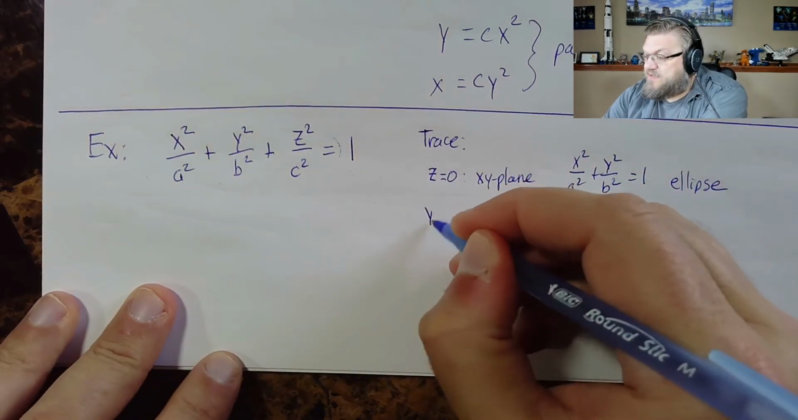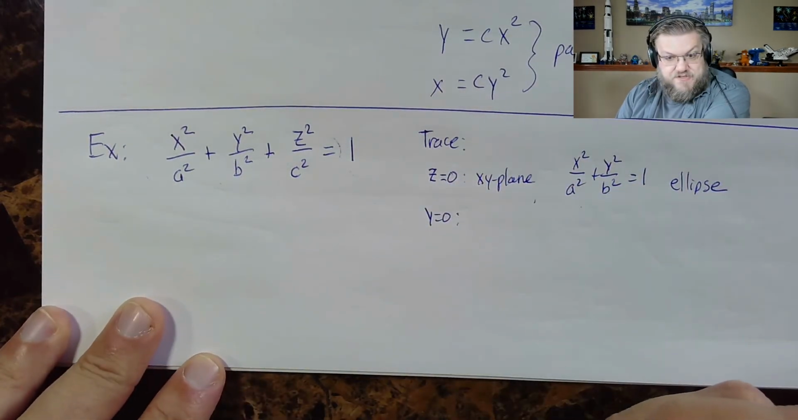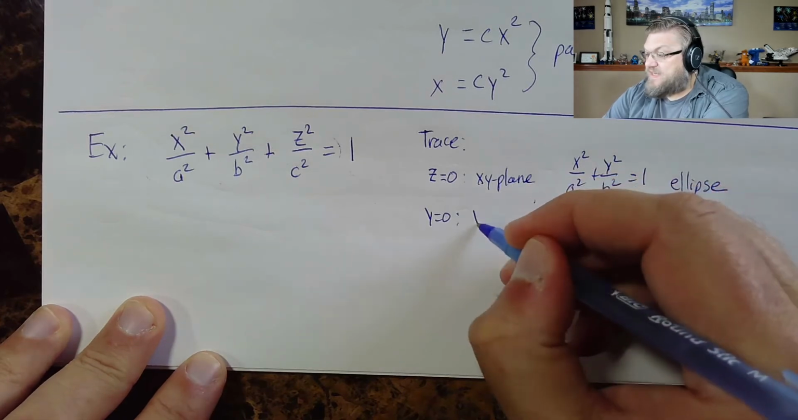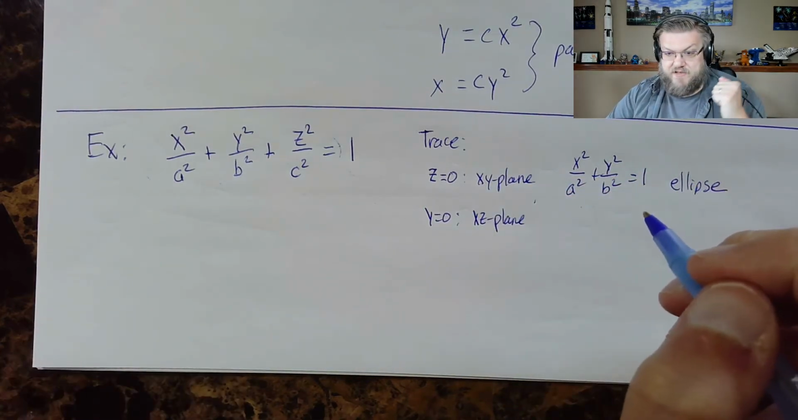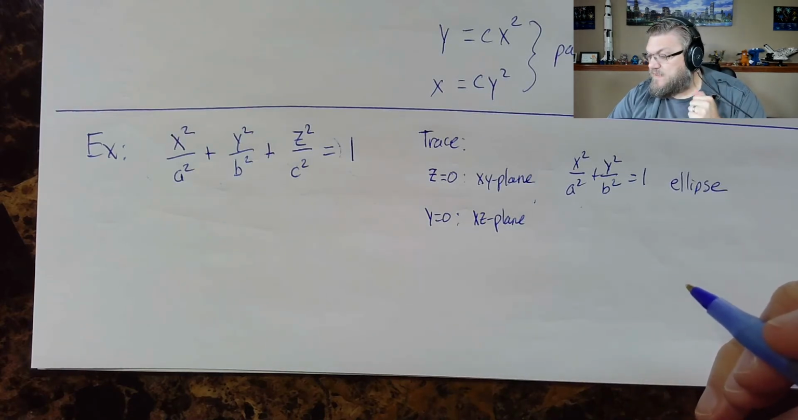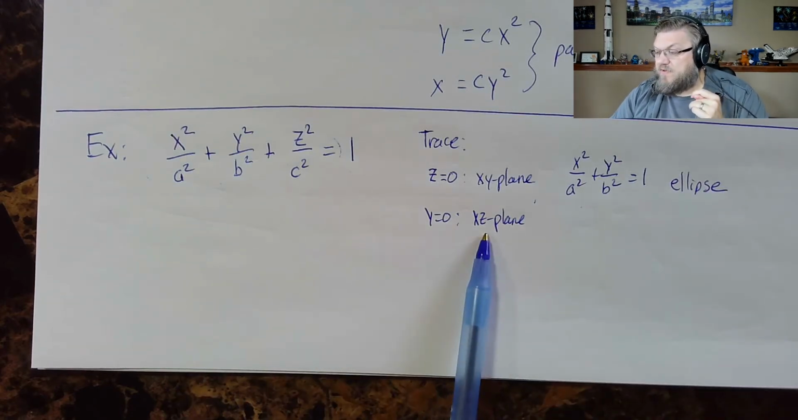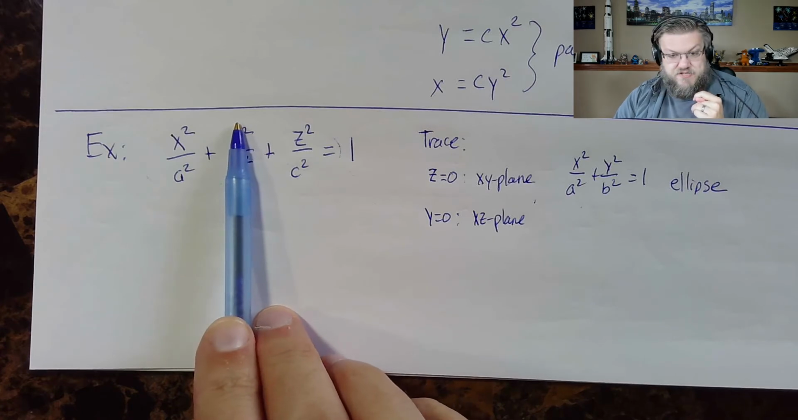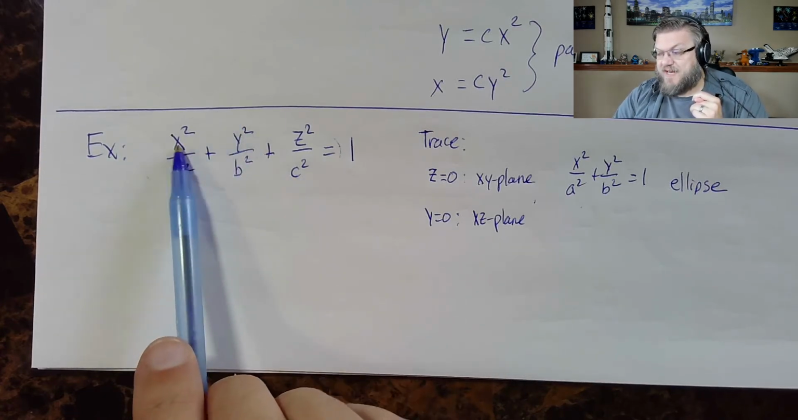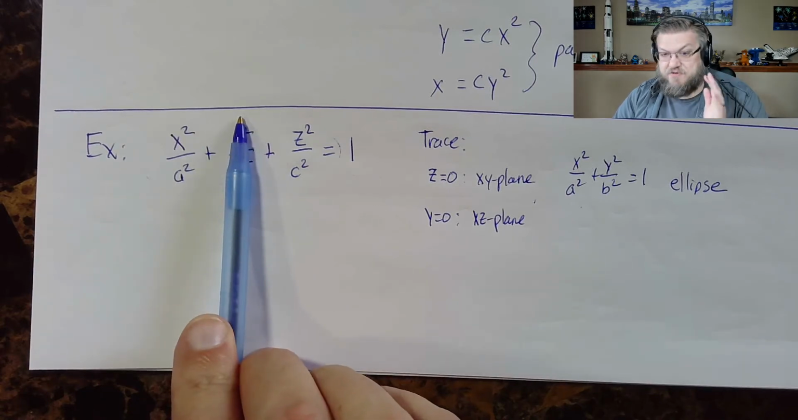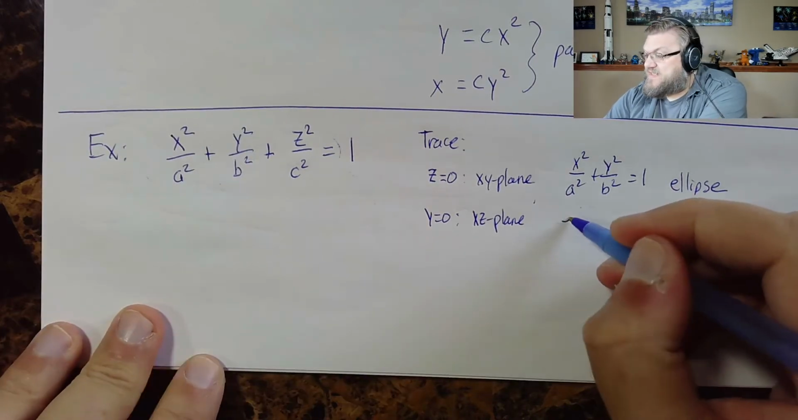What if y is 0? If y is 0, I'm looking in the xz plane. So the xz plane is the one on the left. Then, with that said, y is 0. Notice what happens when that term is gone. I get an ellipse. X squared over a squared plus z squared over c squared equals 1. This is an ellipse.